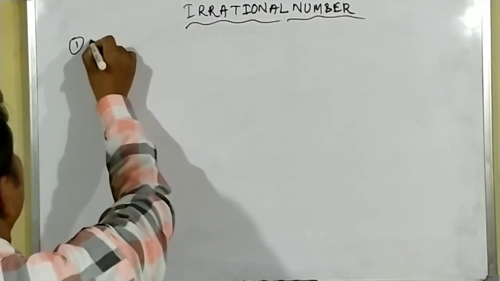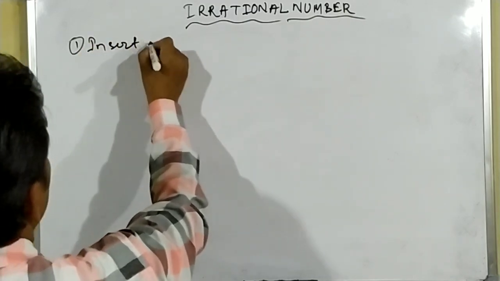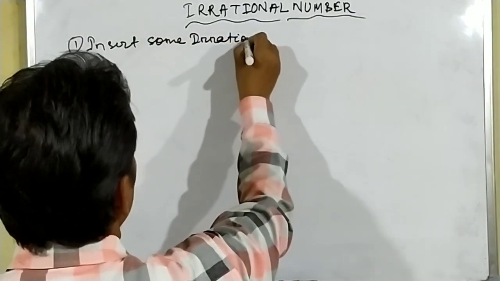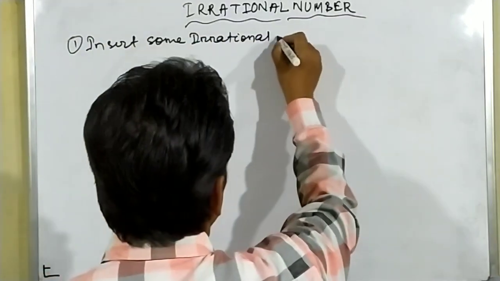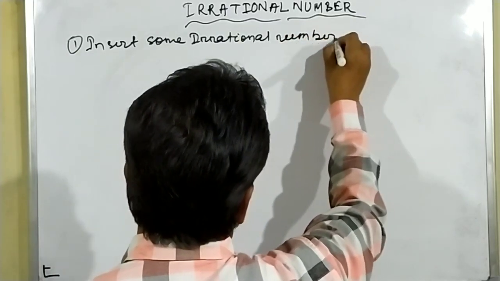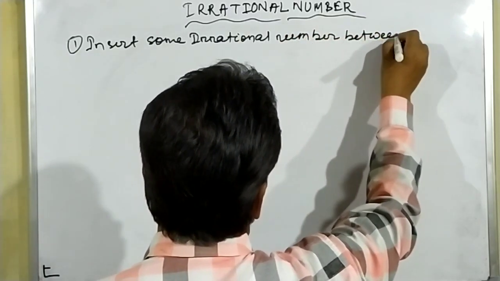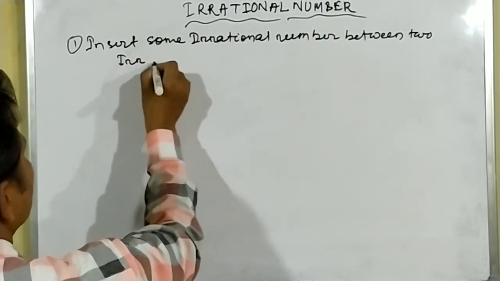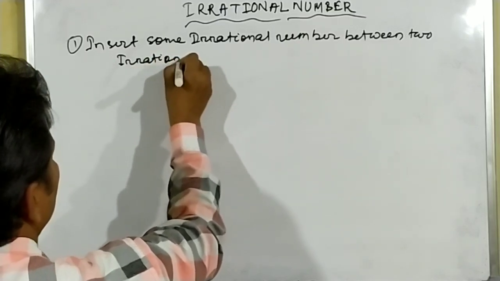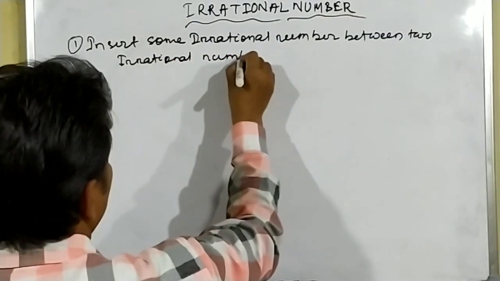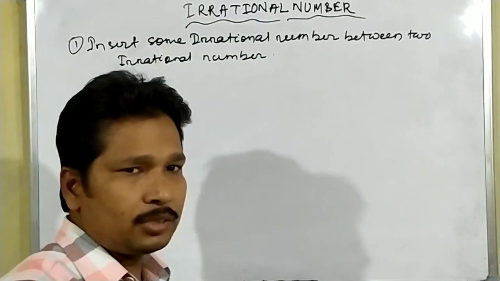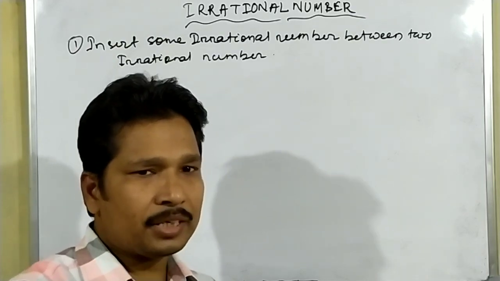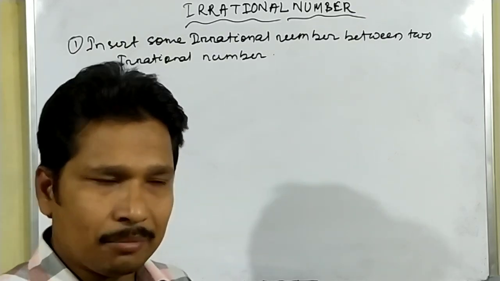Number one: insert some irrational number between two irrational numbers. That means in this question two irrational numbers are given to us and we have to find some irrational number between those two irrational numbers.